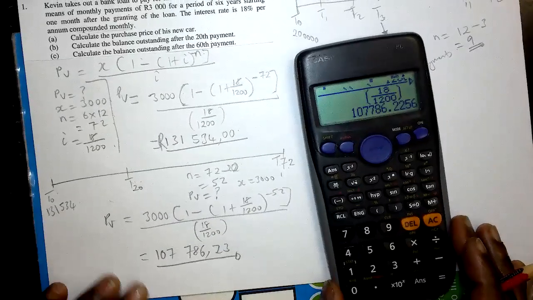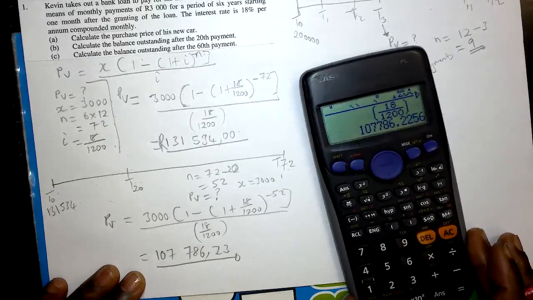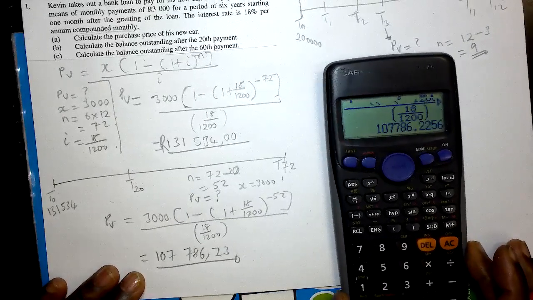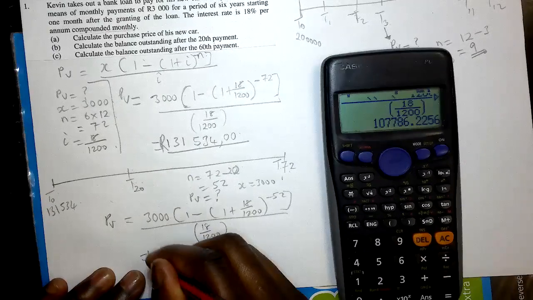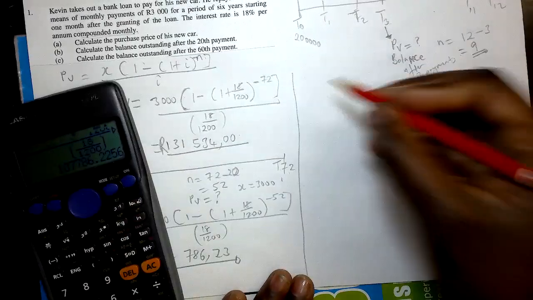That's what we have here. This is the balance outstanding after 20 payments. This is our balance outstanding here. Okay, so do you have any challenges here? You can answer, okay?